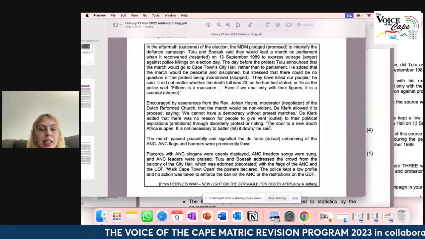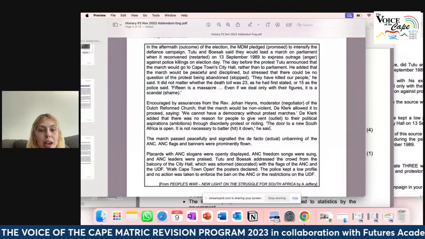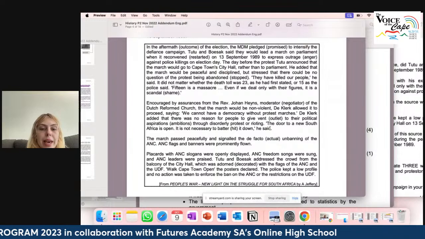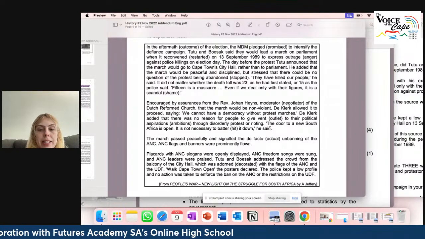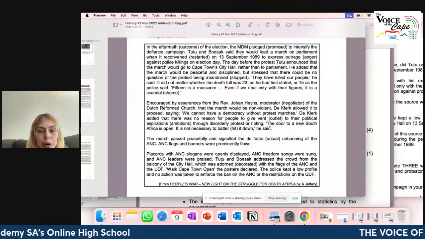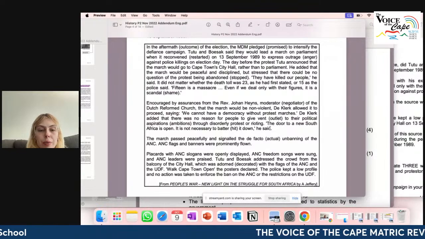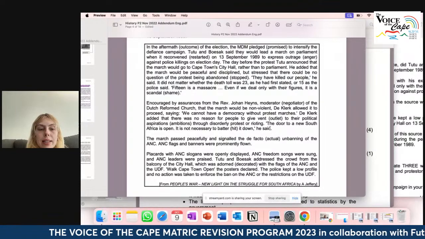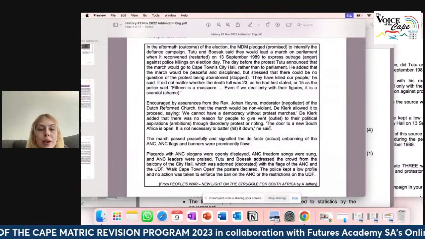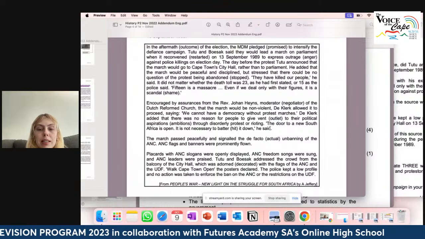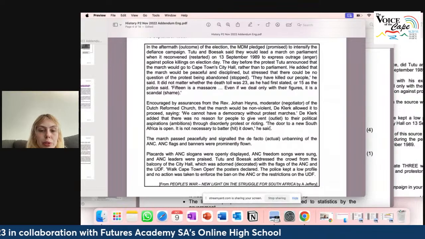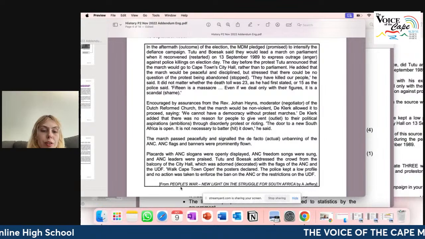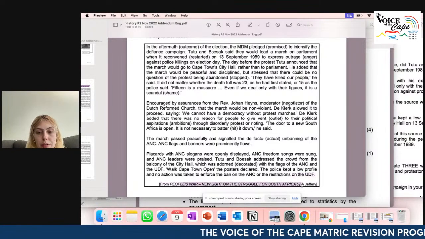The march passed peacefully and signaled the de facto unbanning of the ANC. ANC flags and banners were prominently flown. Placards with ANC slogans were openly displayed, ANC freedom songs were sung, and ANC leaders were praised. Tutu and Boesak addressed the crowd from the balcony of the City Hall, which was adorned or decorated with the flags of the ANC and the UDF. "Walk Cape Town open," the posters declared. The police kept a low profile and no action was taken to enforce the ban on the ANC or the restrictions on the United Democratic Front. And then it says, from People's War, New Light on a Struggle for South Africa by A. Jeffrey.